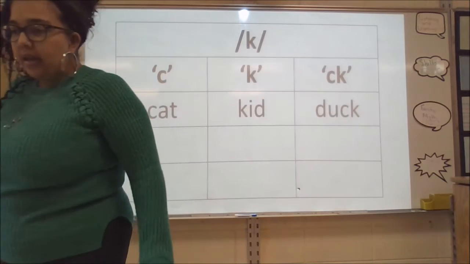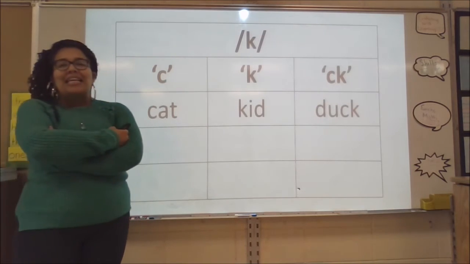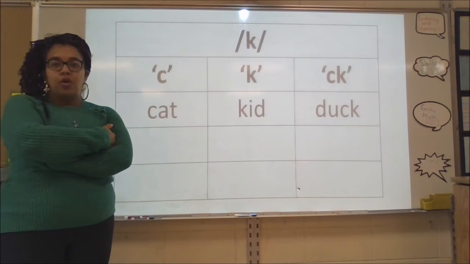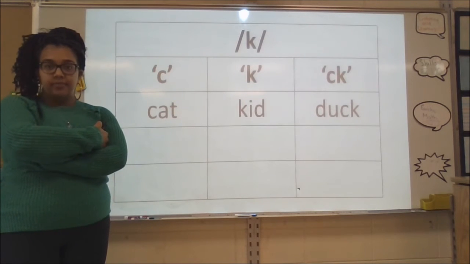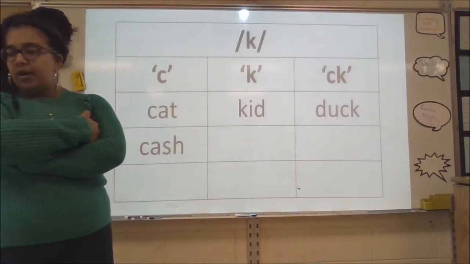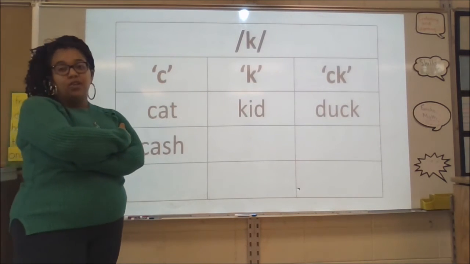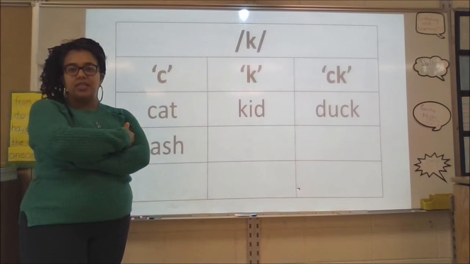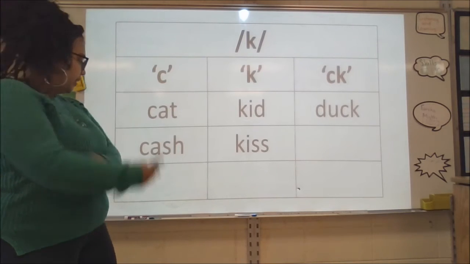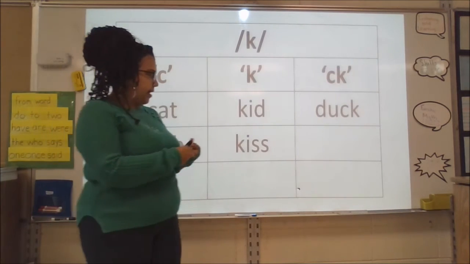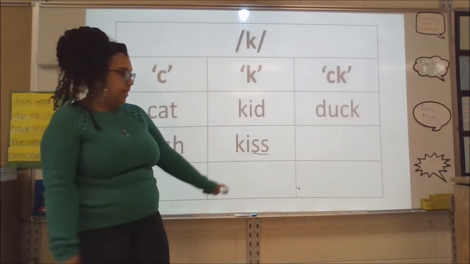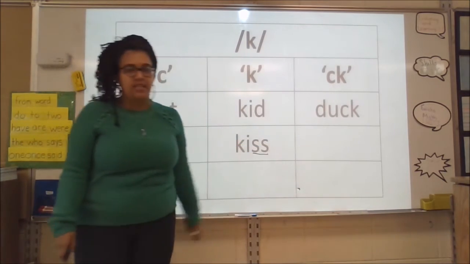Okay, let's keep going. Cash. Which spelling for K do you think we use in the word cash? We use C. Excellent. Okay, what about kiss? The word kiss uses the spelling K. K-is. Kiss. And kiss also has the double letter S making one S. So there's even a bonus double letter in kiss for you.